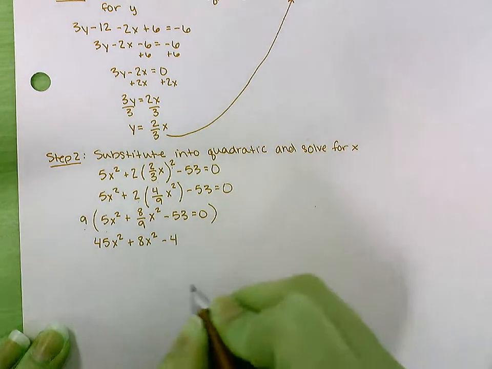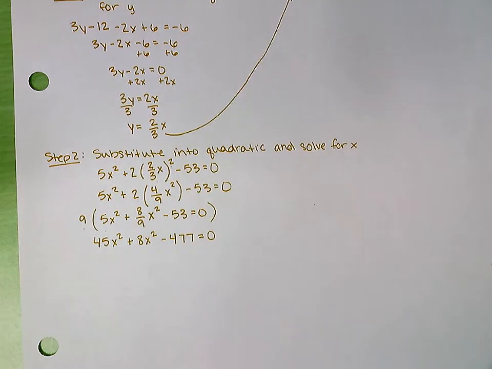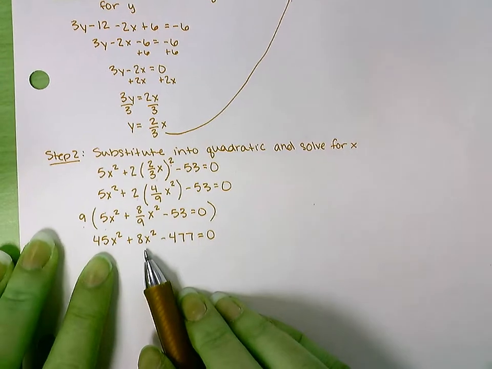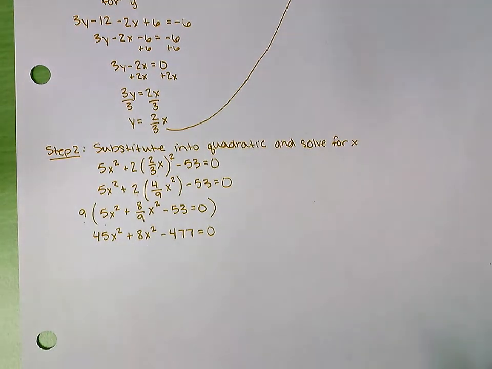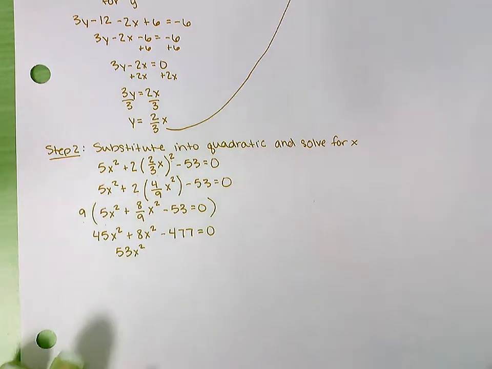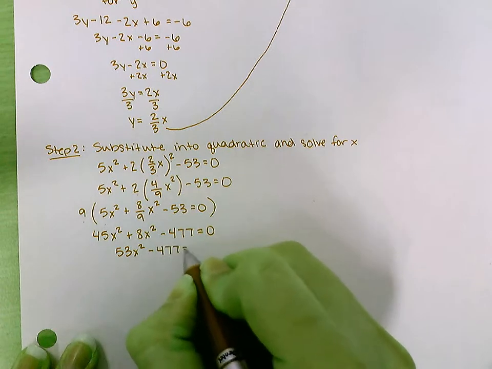Okay, and that's 477. And then 9 times 0 is just 0. So I just multiplied each of those terms by 9 to get rid of that fraction. So now it's a little bit easier to combine my like terms here. So I have 45 plus 8, and both of them have that x squared. So I have 53x squared minus 477 equals 0.